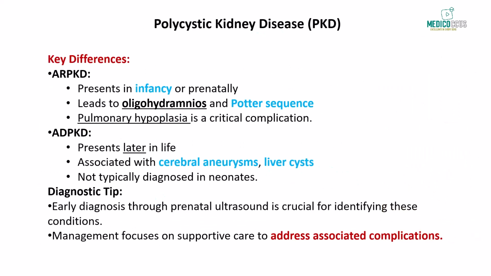All right, another frequently tested concept here, polycystic kidney disease. Let's first quickly break down the key differences between autosomal recessive polycystic kidney disease and autosomal dominant polycystic kidney disease. Autosomal recessive PKD typically presents in infancy or prenatally and can lead to complications like oligohydramnios, Potter sequence, and pulmonary hypoplasia, which is a critical complication.